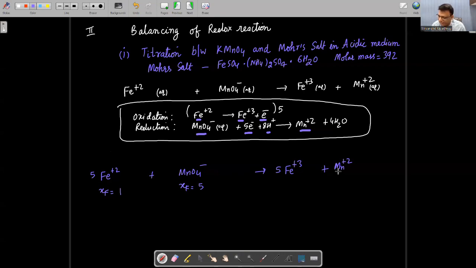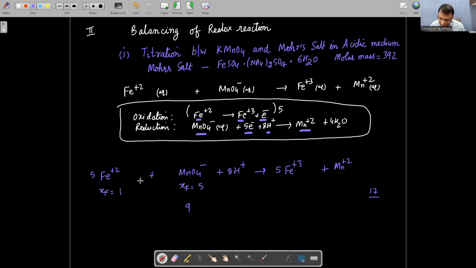Now, in acidic medium, we have to balance the charge. On the right hand side, if you see, the charge is 15 plus 2, that is 17. 17 positive charge is there on the right hand side. On the left hand side, if we count the charge, this is 10 and -1, which will be 9. So we have to balance the charge. In order to balance the charge, we have to add 8 H+ ions on the left hand side. On adding, 8 plus 9 will be 17, and 17 and 17 will be equal. So we have balanced the charge.